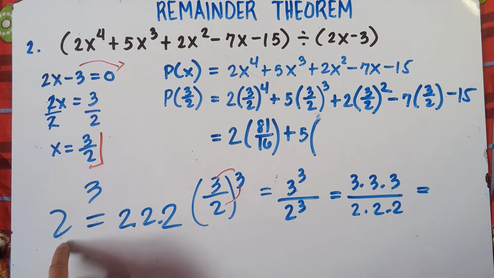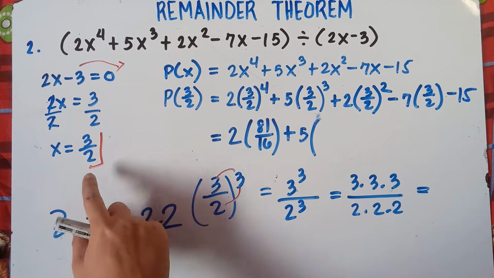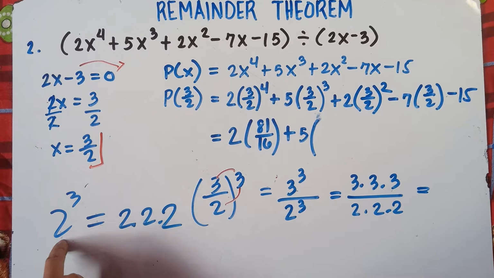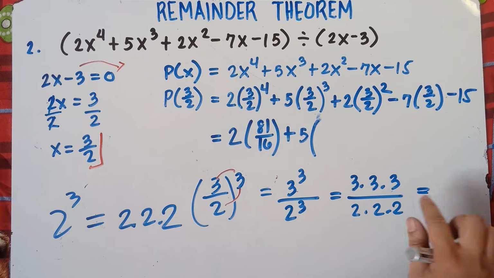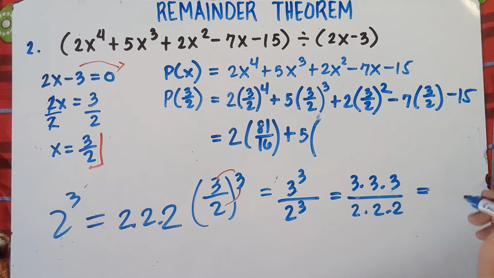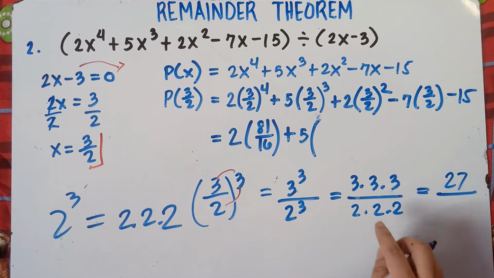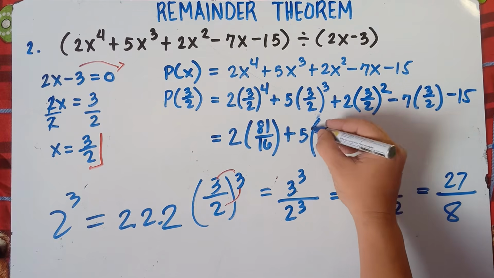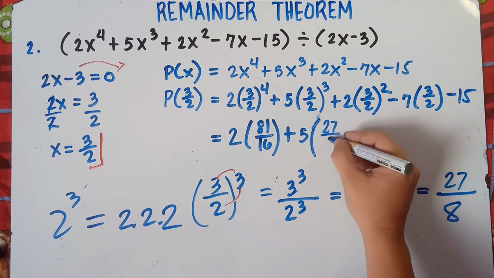You multiply 2 by itself 3 times. Do not be confused with this one, class. If you have a power, it means you multiply this number by itself 3 times. So 2 times 2 times 2. So this will be 3 times 3 times 3 is 27. 2 times 2 times 2 is 8. So 27 over 8.